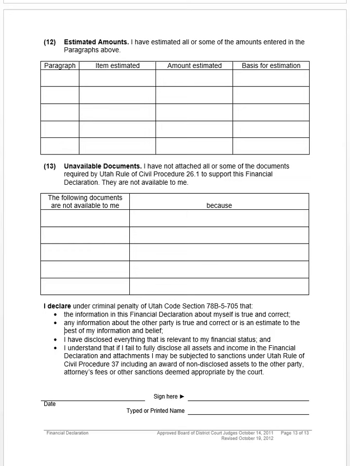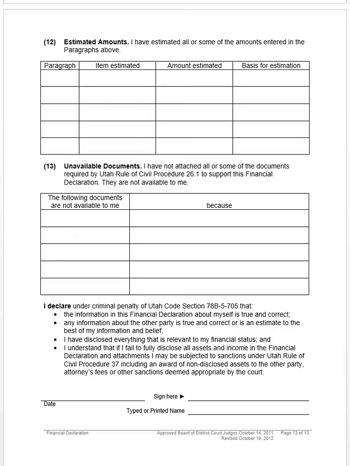Paragraph 13 comes up next. Remember, if you don't attach supporting documents that are required by Rule 26.1 and as instructed in the financial declaration, you have to state what documents in the left column, what documents I did not provide because they're not available to me, and here's why they aren't available to me.